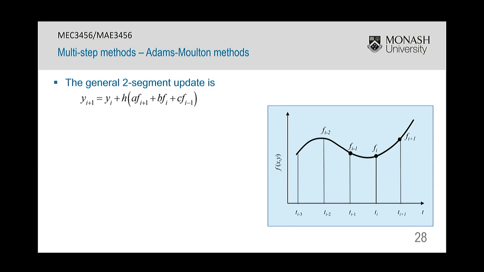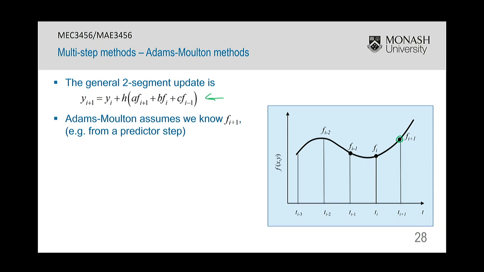So we've done a predictor, but now we can do a corrector step. Because we have an estimate of y_{i+1}, we can calculate f_{i+1}. So let's go back to our general two-segment update given by this formula here: y_{i+1} = y_i + h(a f_{i+1} + b f_i + c f_{i-1}).